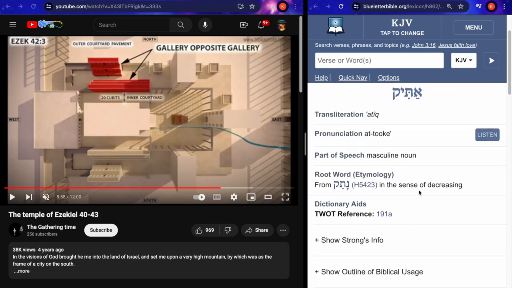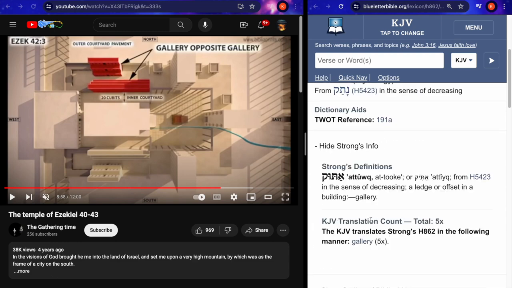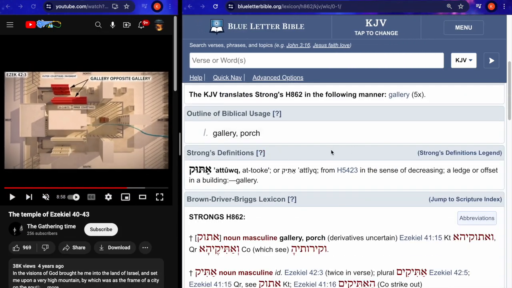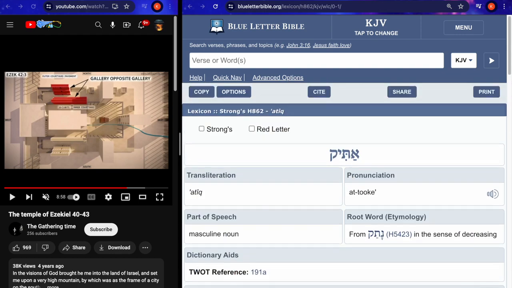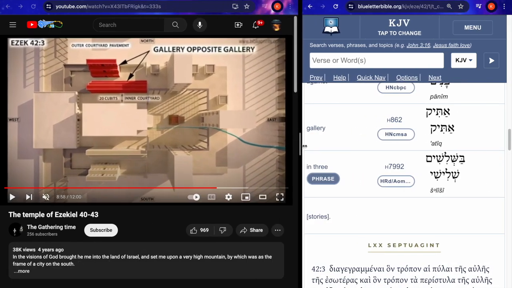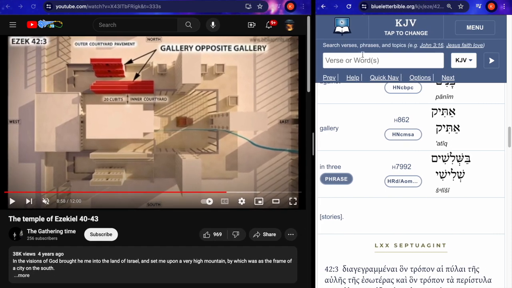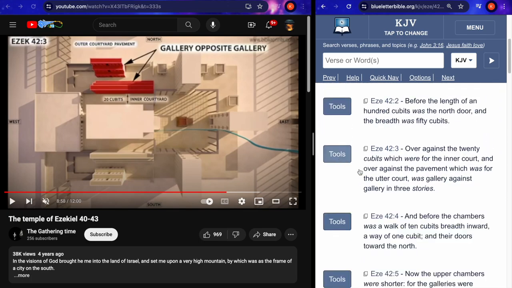So we have Athayak, which is, let's see what the Strong's info is. There we go. So it says a gallery or porch, and we all know what gallery is, right? Like a seating area. A ledge or offset in a building, gallery. Okay, so not too much on there. All right. Okay, so let's go back.